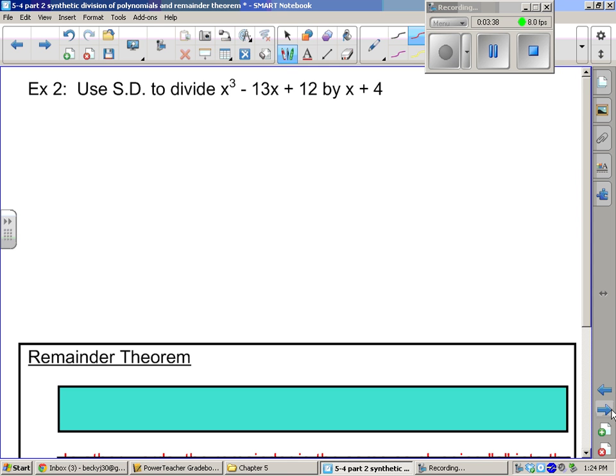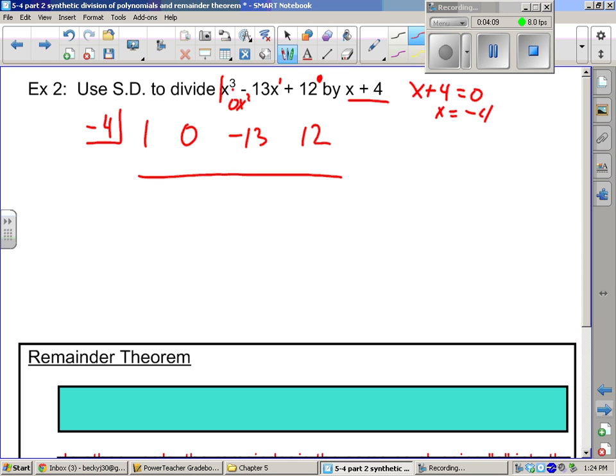All right, first thing I'm going to do is figure out my 0. Set this equal to 0, and so x is -4. Put that in the press box. Next, I'm going to check my powers. I have a 3, I don't have a 2, I have a 1, and I have a 0 power here. So I'm going to have to put a 0 in for the x squared. So I have a 1 right here, then a 0, then a -13, and then a 12.